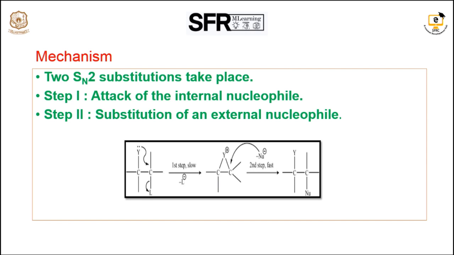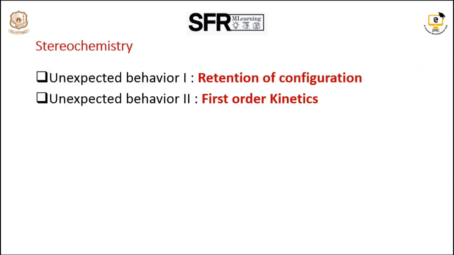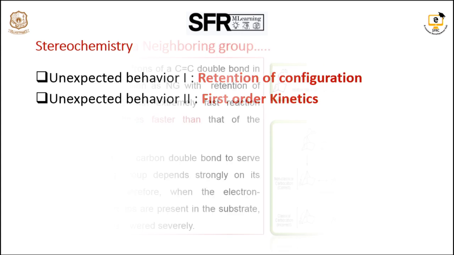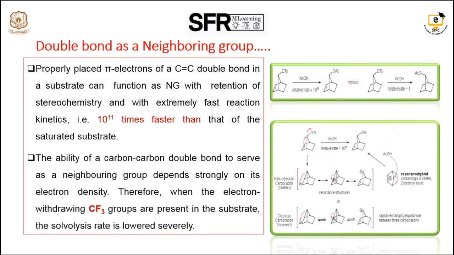So first step is the attack of the internal nucleophile. This is a neighboring group participation step. Second step, substitution by an external nucleophile which is leading to the product formation. So unexpected behavior in the stereochemistry, retention of configuration. The second one is it is following first order kinetics. We can see a very simple example, the participation of the double bond as a neighboring group.